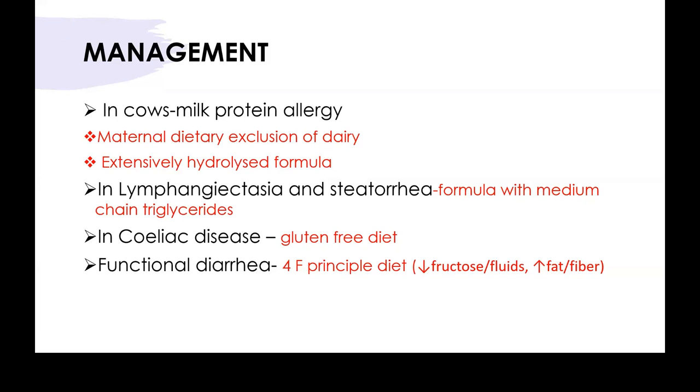And if you are suspecting functional diarrhea, now in the algorithm we saw classifying your diarrhea into various groups, but if you don't see any significant abnormalities in your examination, if you don't see significant abnormalities in your investigations, and if the child is growing well despite having diarrhea, you have to think of functional diarrhea. For functional diarrhea, the pediatric gastroenterologists recommend the 4F principle in the diet. The 4F is reduction of fructose, reduction of fluids, increased fat, and increased fiber. So this sort of a diet is what they recommend for functional diarrhea.